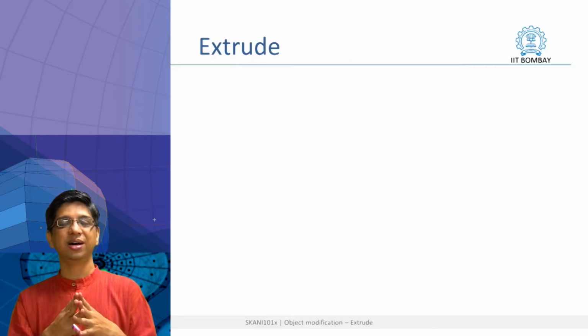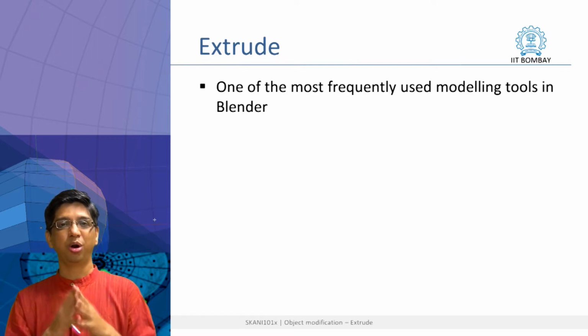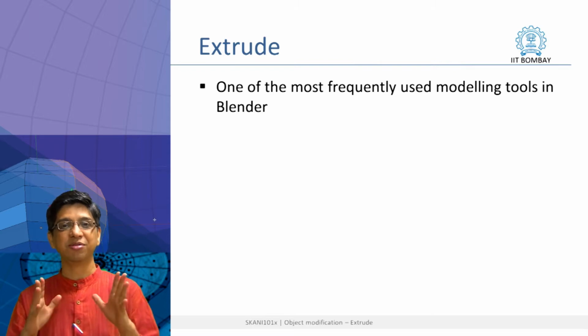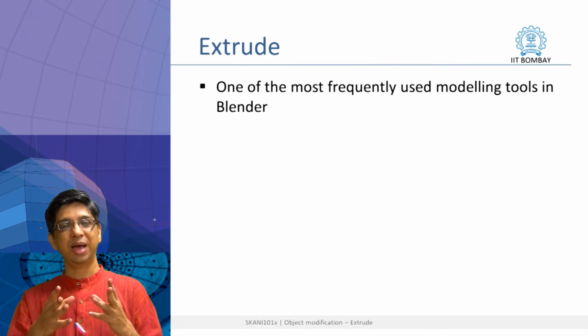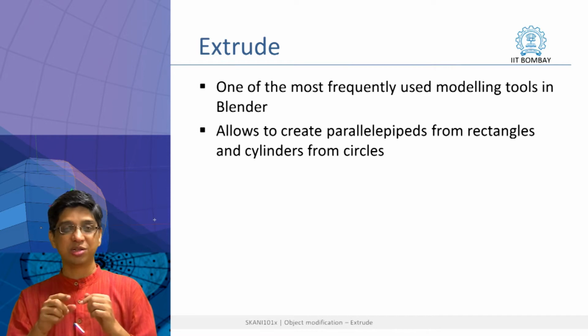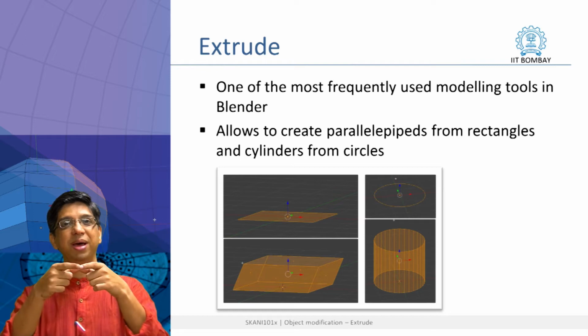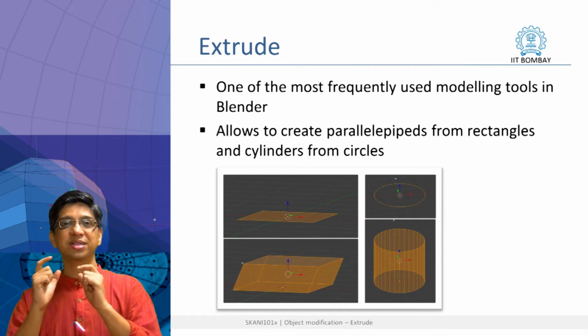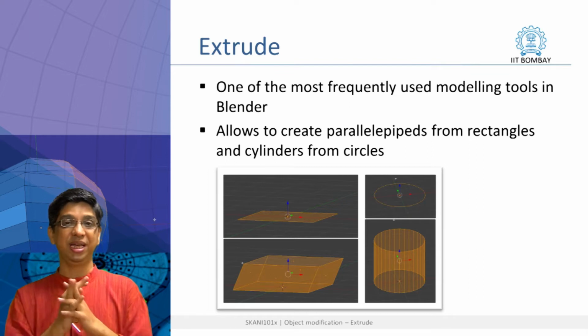So, the session is about extrude, and by the way, this is one of the most useful and very popular methods in modeling. Any model you see will definitely have extrude applied at least once in the whole model. It is a very fast method also. You just have a rectangle, and using extrude you can create a parallelepiped out of it. You have a circle and you can create a cylinder out of it. So, it is very fast in its application. Let us see how to do it.